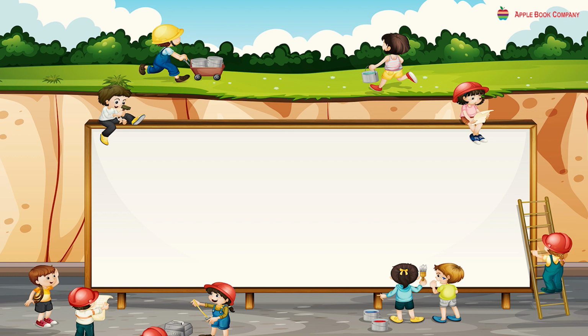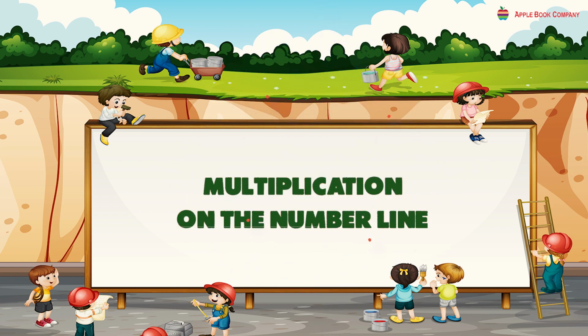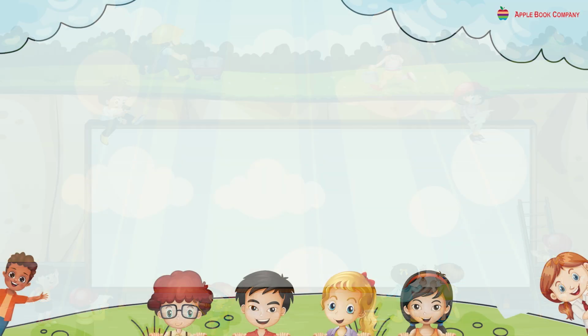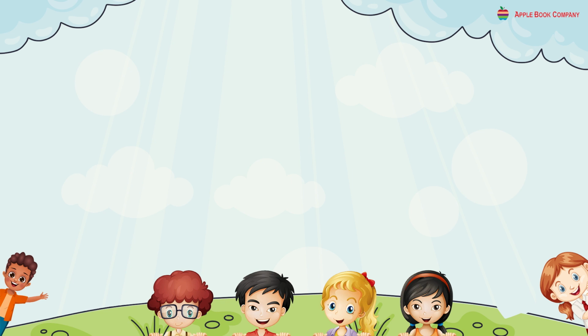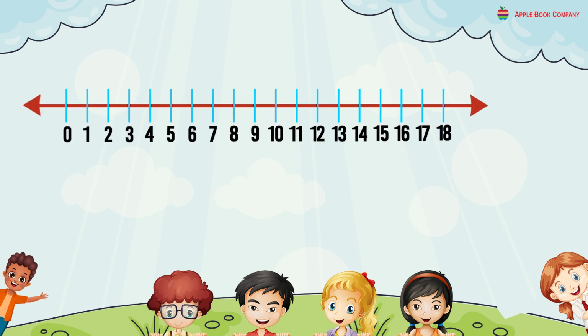Our next topic is multiplication on the number line. Let us find 3 multiplied by 5 using a number line. Starting with 0 on the number line, we mark 5 groups of 3 each. We make 5 moves of 3 each as shown above.